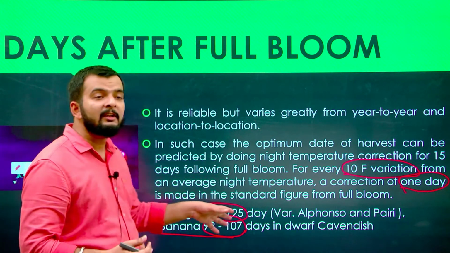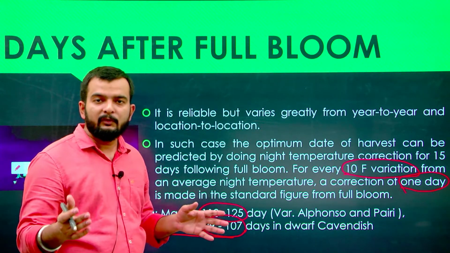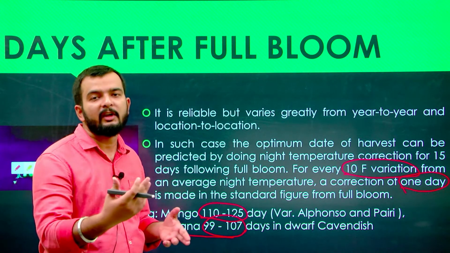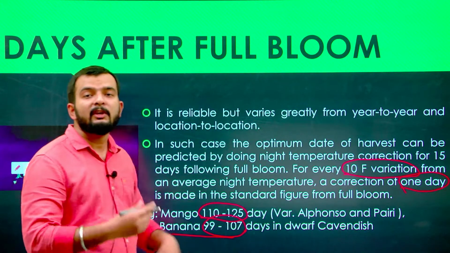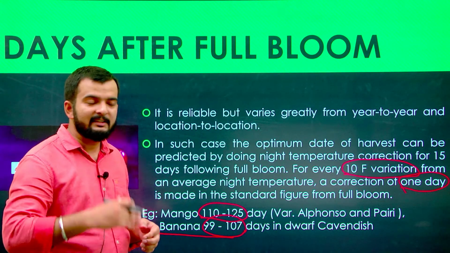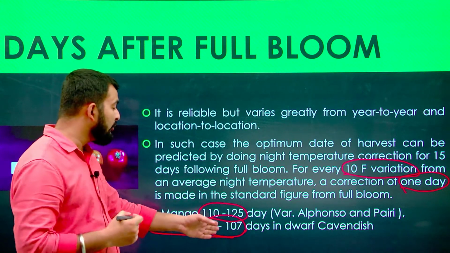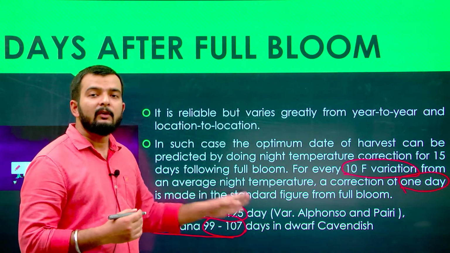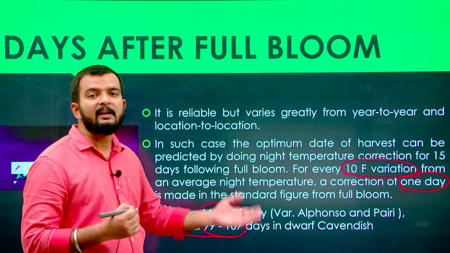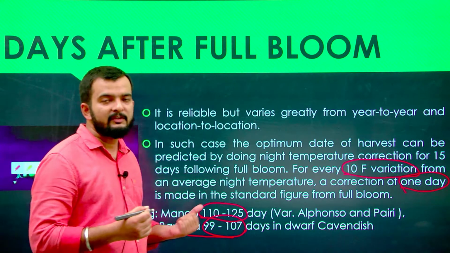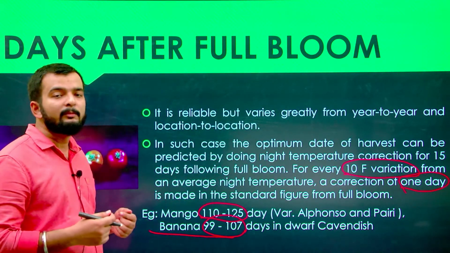Now, when you record the average night temperature of 15 days, you find a variation of 10 degree Fahrenheit on an average. So you will have to add 1 day: if the temperature is lower by 10 degree Fahrenheit, you will increase 1 day here. Okay. If the temperature has increased by 10 degree Fahrenheit, you will deduct 1 day and you have to harvest it 1 day earlier. So this is days after full bloom.